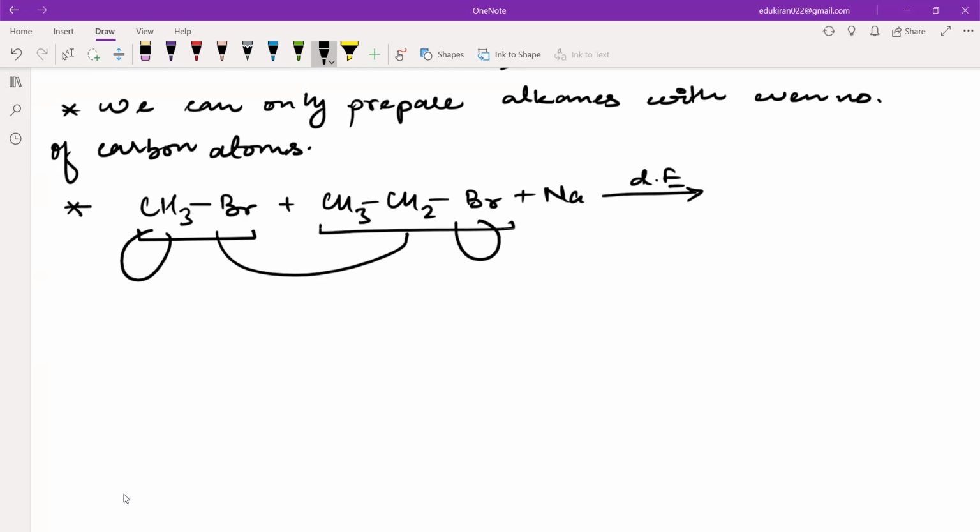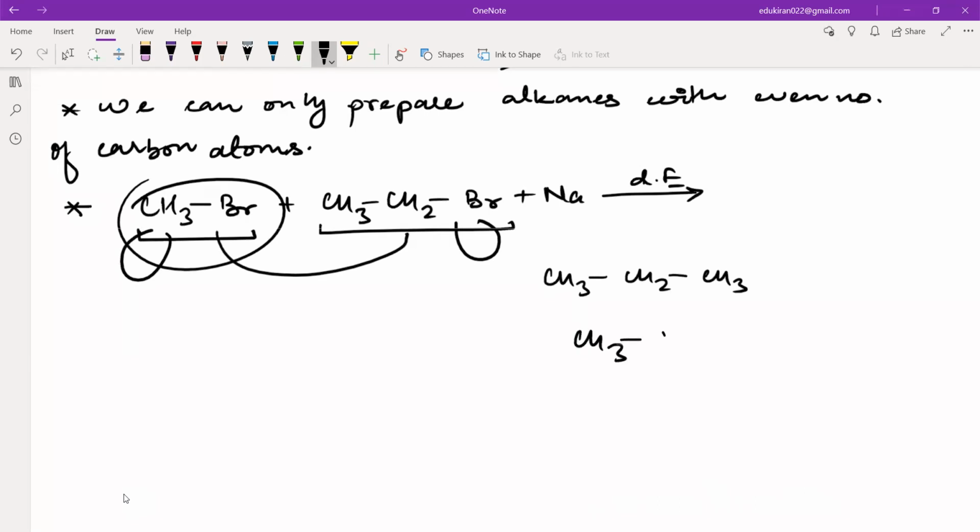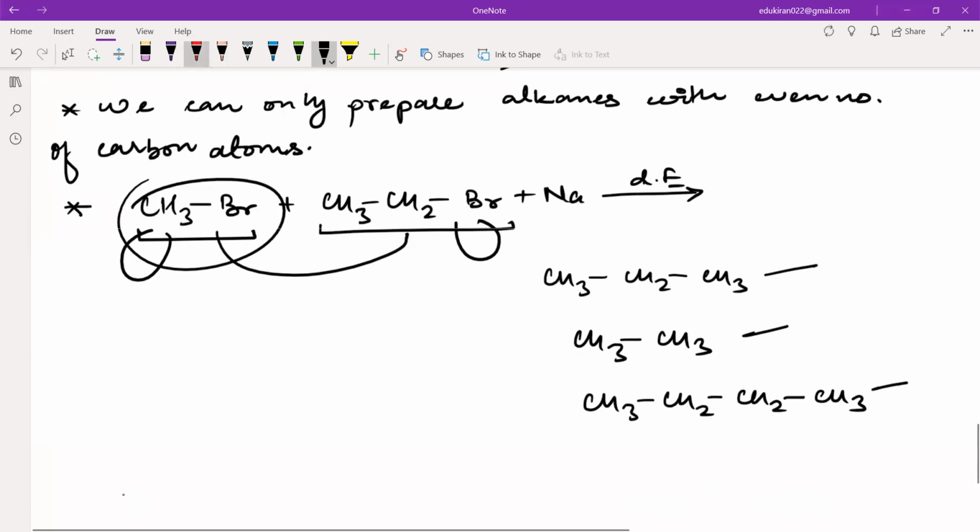For example, if CH3Br reacts with CH3CH2Br, then I will obviously be getting CH3, CH2, and CH3. But 2 molecules of CH3Br can react with each other and form CH3CH3. 2 molecules of bromoethane can also react because they are in the same container, and they will be giving me CH3, CH2, CH2, and CH3. So now we have made propane, ethane, and butane, all of them. Now separating these will be very difficult.